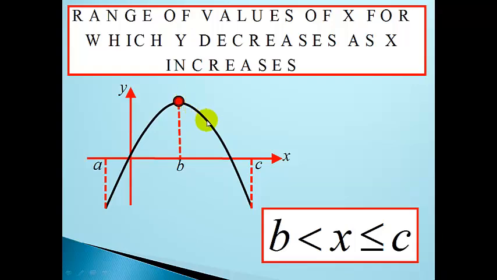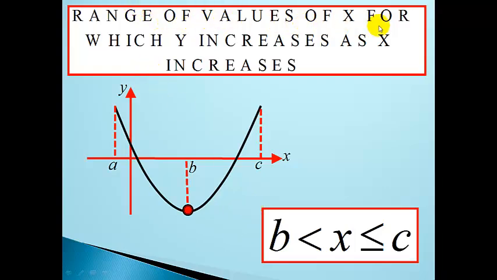Here it means that the graph is decreasing. We can see that the graph is decreasing as the value of x increases. As we go to the right, the graph is decreasing. Now this is the turning point, or the maximum point, so B is not included. So it is B less than x, less than or equal to C, because our end point C is included.